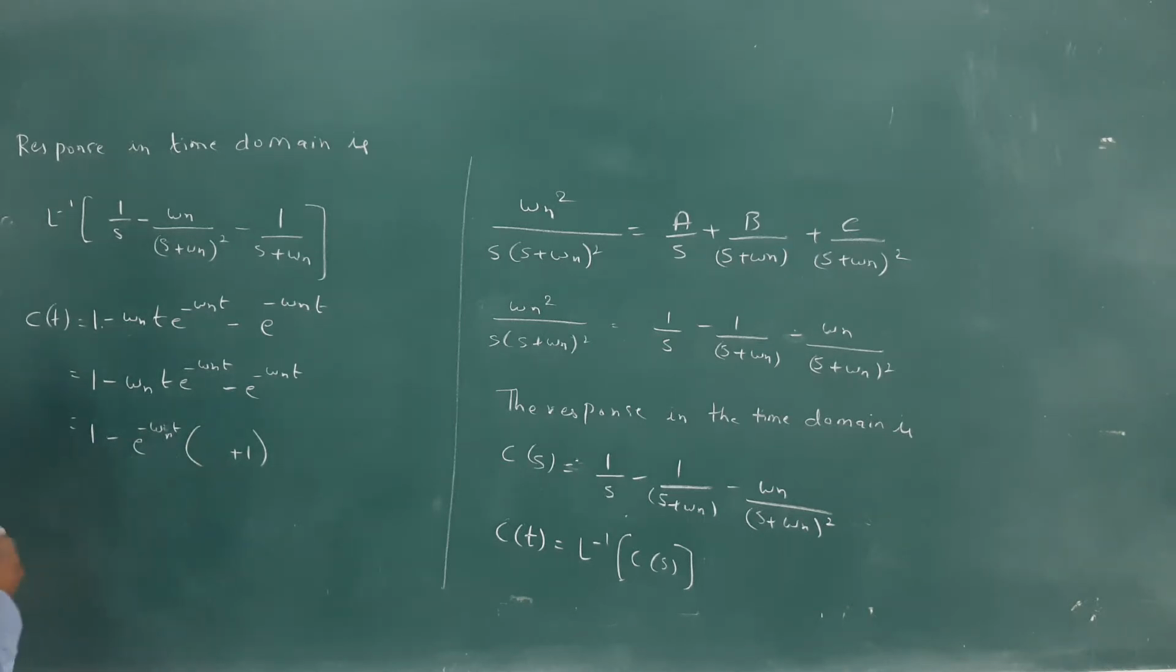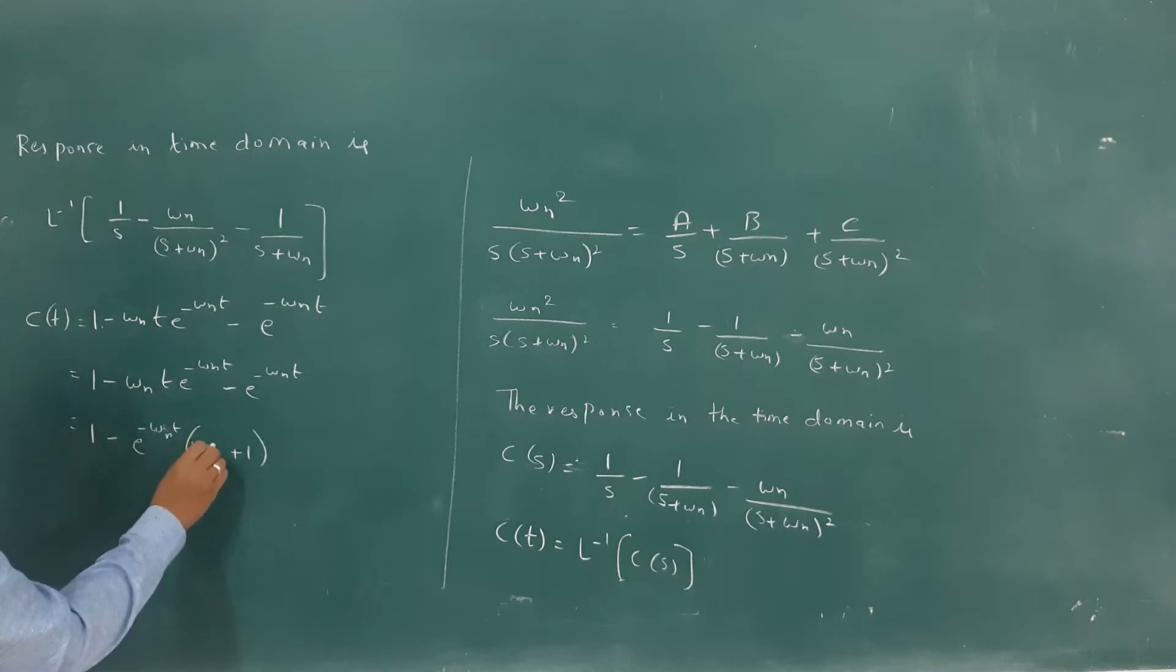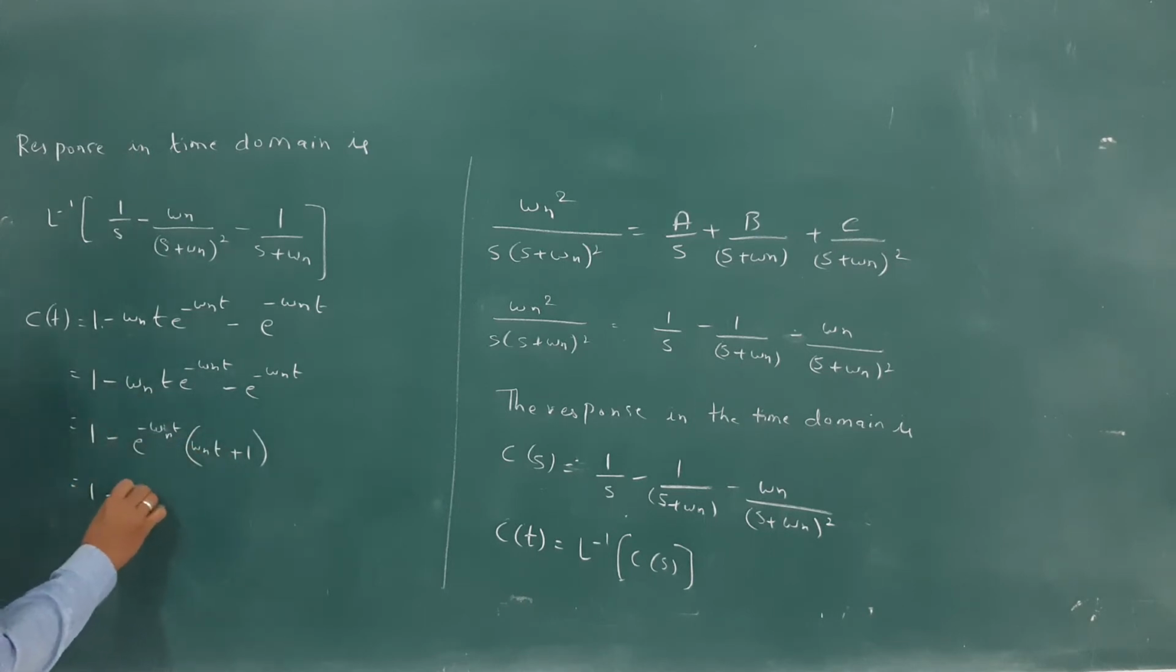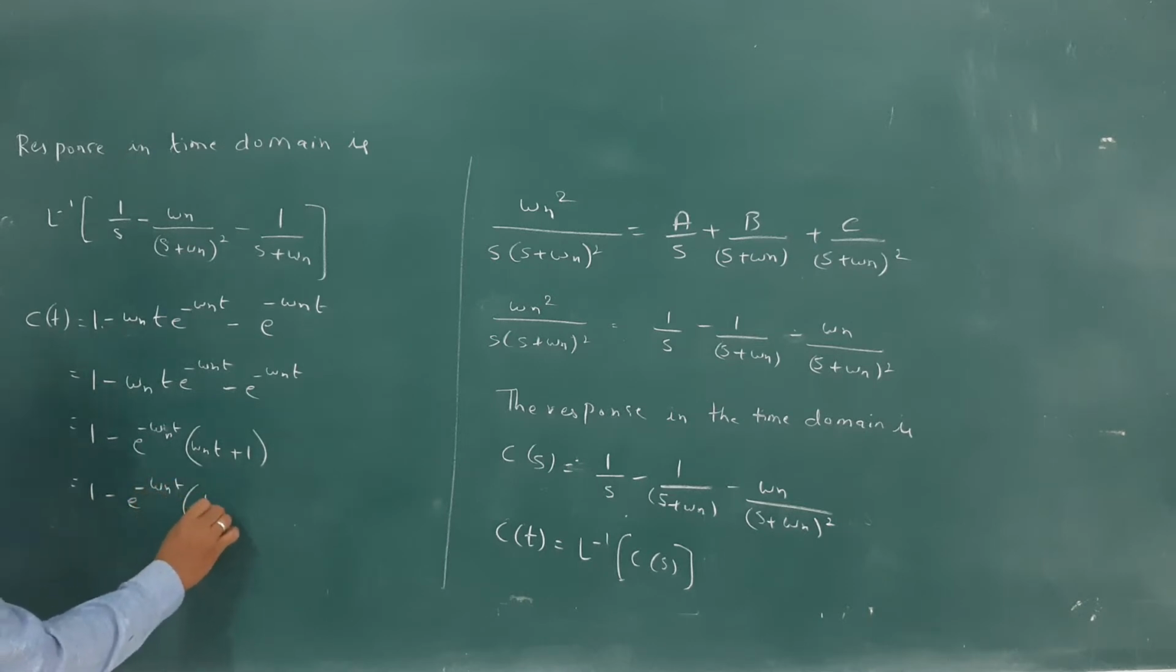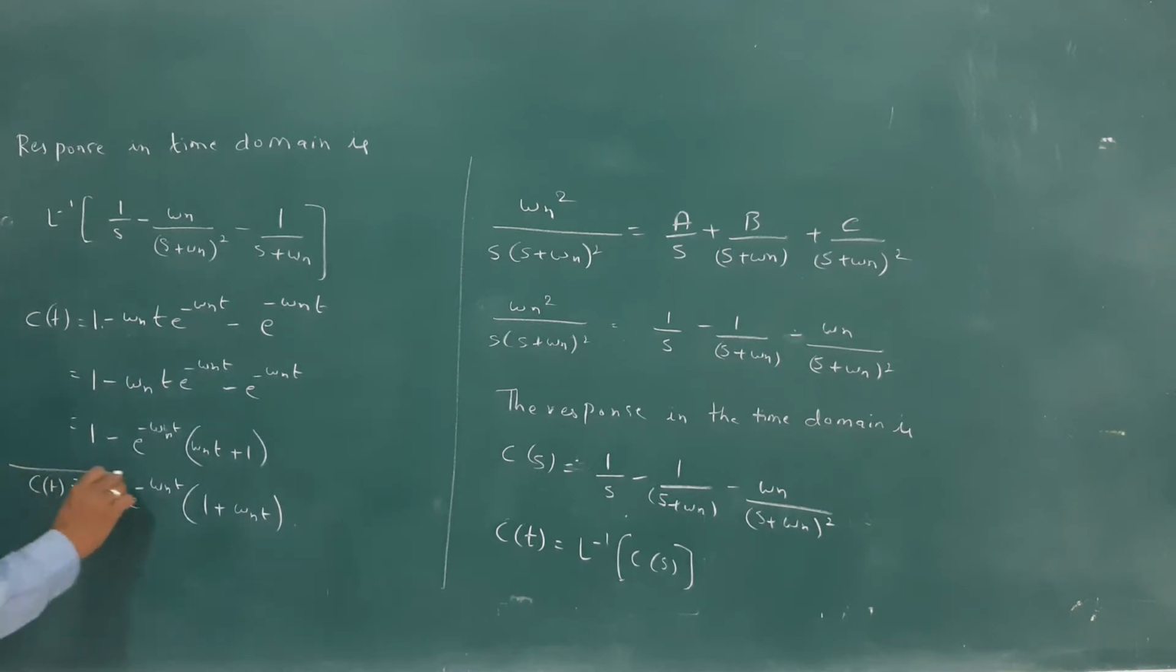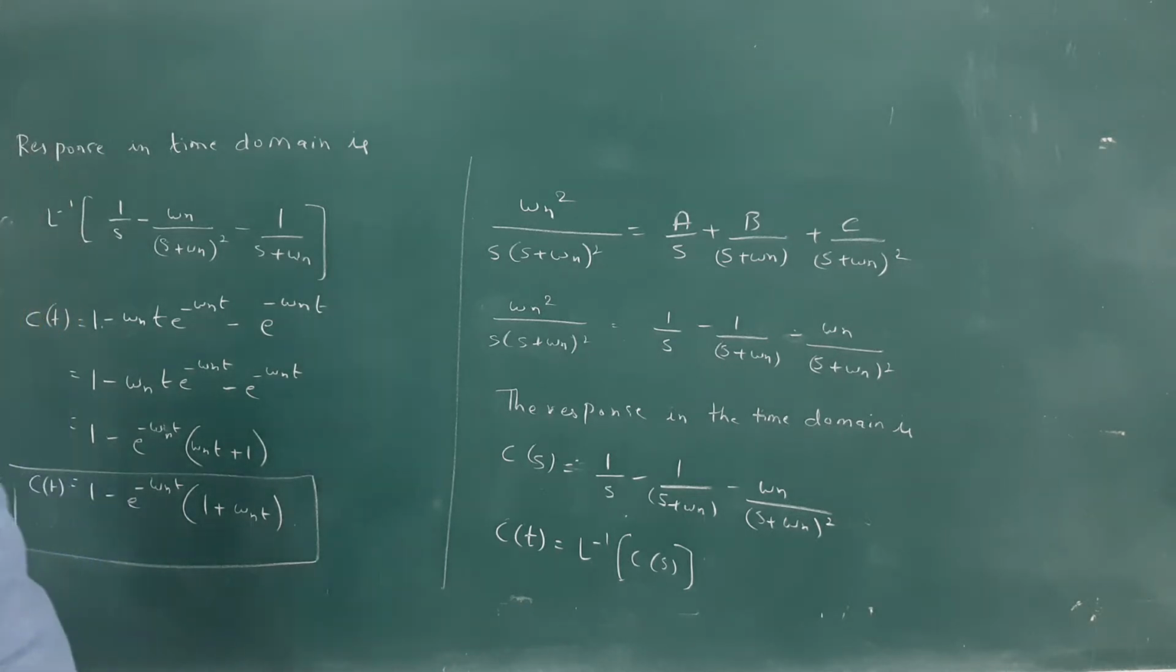Here one more term is there, omega n into t. So it is 1 minus e power minus omega n into t into 1 plus omega n into t. So C of t is equal to this value in the time domain, and therefore what is the response? Here you are not having any oscillations. So we will see that in the critically damped case we are having no oscillations.